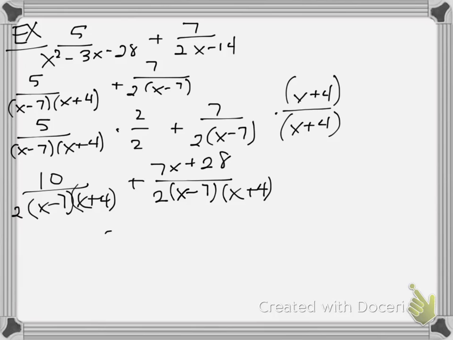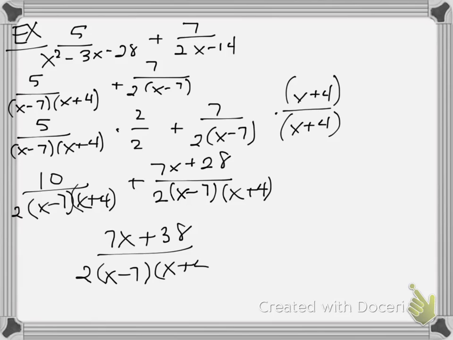So we have 7x plus 38 over 2 times x minus 7 times x plus 4. Can you have 38 plus 7x? It's fine, but you want to remember, if we think about order, we put our variables first and our non-variables at the end.